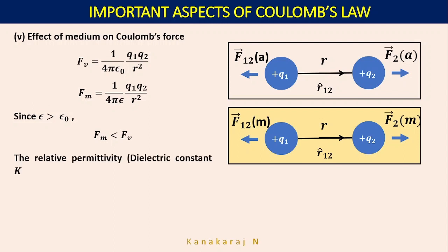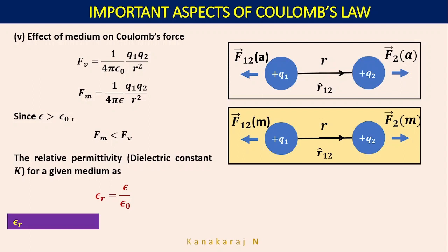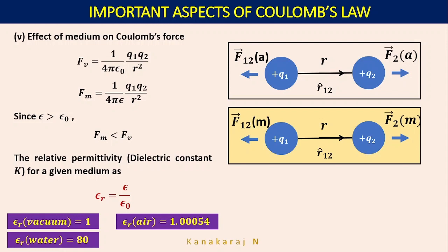The relative permittivity, otherwise called dielectric constant K, for a given medium is given by epsilon r equals epsilon by epsilon naught. So the relative permittivity is the ratio of the permittivity of the medium to the permittivity of free space. Epsilon r for vacuum is exactly 1. For air, it's very, very little higher than 1, 1.00054. For water, it is 80, and for any other medium other than air and vacuum, it's always greater than 1. So in any other medium, the force between the two charges is always less compared to when they were in air or vacuum.